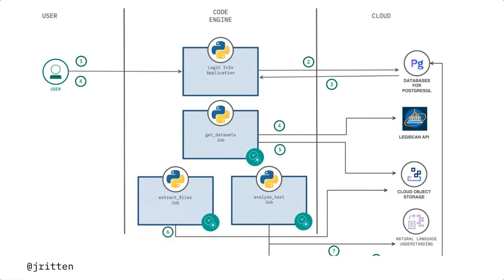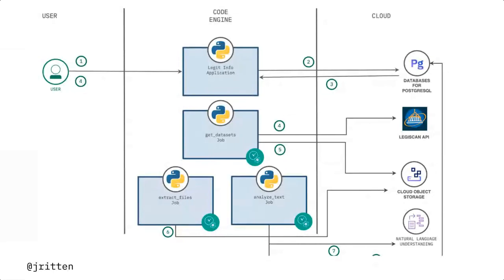So in this case, you can see a user comes in, there's a Legit Info application, which is a Django application, sitting in Code Engine as an app, and it talks to the Postgres database and gathers information from there. In the background, we have 3 jobs: get dataset, extract file, and analyze text. All these are, again, Django custom commands, and they live as jobs in Code Engine. What that means is they are a one-time thing. They wake up, they do their job, and then they go back to sleep, right? Until next time they're woken up, in this case, by a timer. So they wake up at a certain time, do their job, and go back to sleep.